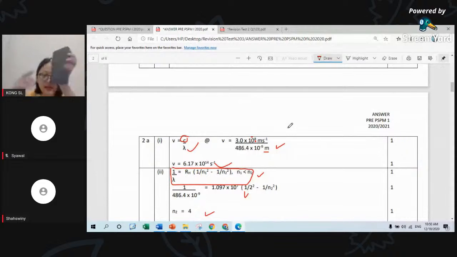Okay, let's press the calculator. 3 times 10 to the power of negative 8 over 486.4 times 10 to the power of negative 9. Really? Something seems not right. Everybody, please press the calculator, double confirm. I get 0.06167. Oh, yeah, correct. Okay, correct.